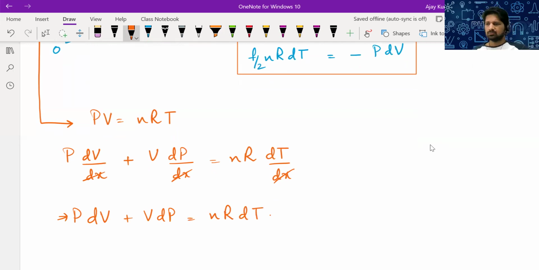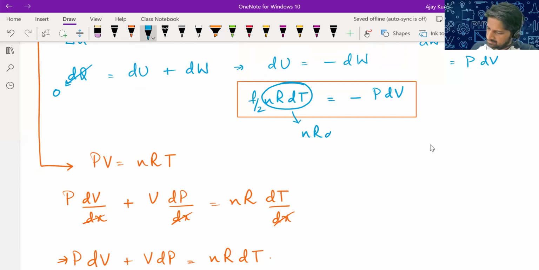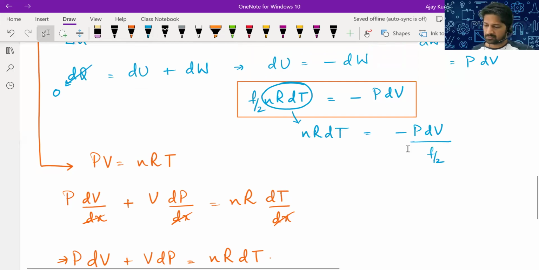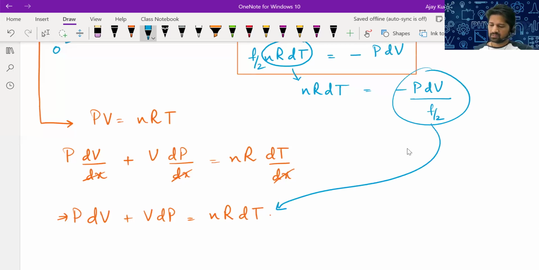Now the most common graph that we draw for any process is the PV graph. To draw the PV graph, you need an equation between pressure and volume. So temperature should be eliminated. How are we going to do that? We will take nR dT from this equation. From this equation, what does nR dT become? Minus PdV divided by F by 2, where F stands for degrees of freedom. So it depends on the type of gas. We will substitute this value of nR dT over here. That's all. Then only pressure and volume will be there in the equation.